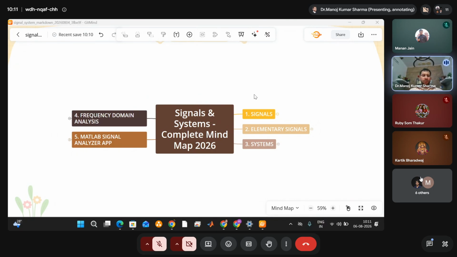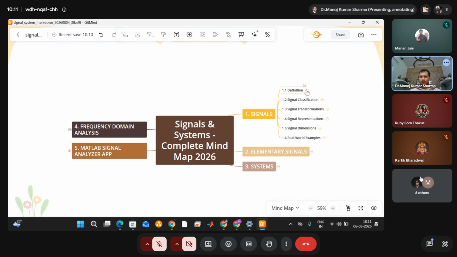Okay. So, in signals and systems, it's a complete mind map for the whole syllabus. In the last lecture, we discussed some signals. So, it's a quick recap.